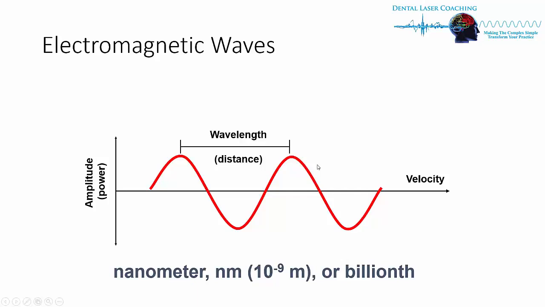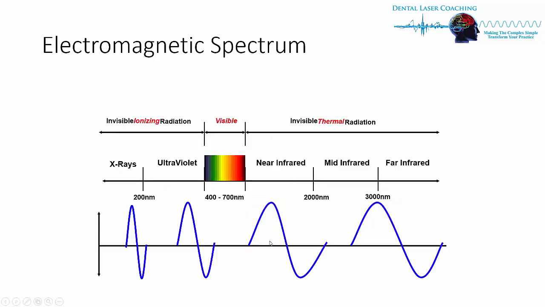Nd:YAGs are 1064, CO2s are 10,600 or 9,300. So those are some of those numbers that we're referring to, and we measure that in nanometers. If we take a step back and look at that, what we have to the left of visible is what's called ionizing radiation, or the photons that are coming out in very tight packets and waves, and we use this in x-rays, and they are harmful or ionizing to living tissue.